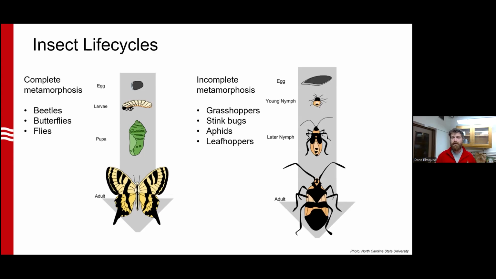Incomplete metamorphosis is another type of insect life cycle. It's a little less common, and these typically only go through 3 life stages: egg, nymph, and adult. Nymphs look very similar to adults, and they often live in the same habitat and feed on the same resources. So here we're thinking about things like aphids, stink bugs, for example.